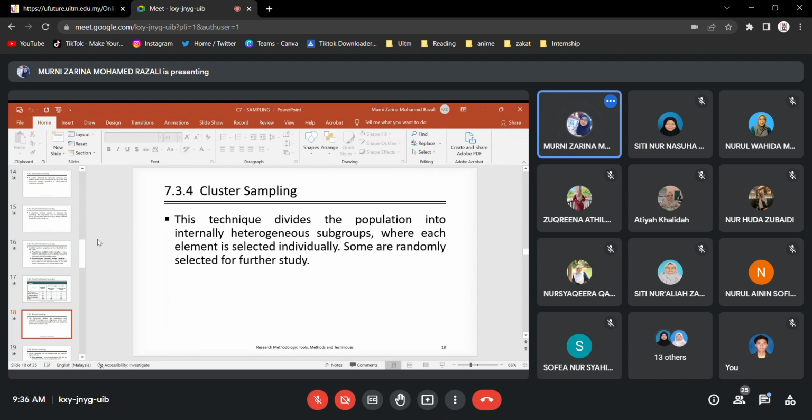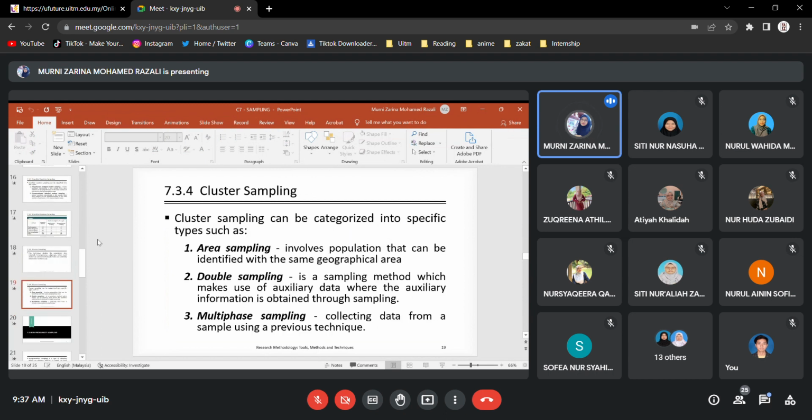Macam tu lah. Okay, another one is cluster sampling. Okay, so basically under this cluster you divide the population into heterogeneous subgroup. So it can be area, it can be double, it can be multi-phase. Contohnya contoh saya yang daerah Petaling apa semua tu, it also can be the cluster sampling by area contohnya. Right. So basically kalau dalam cluster sampling ni it can be categorized into area sampling. Basically this is based on the geographical area.